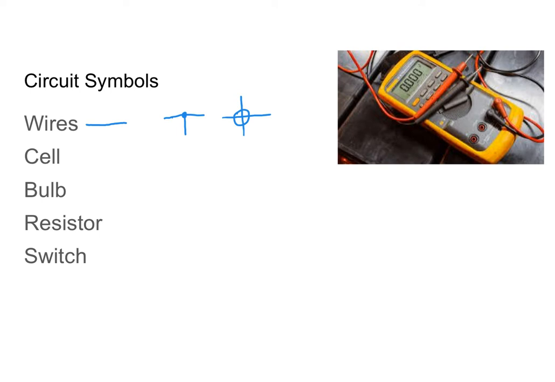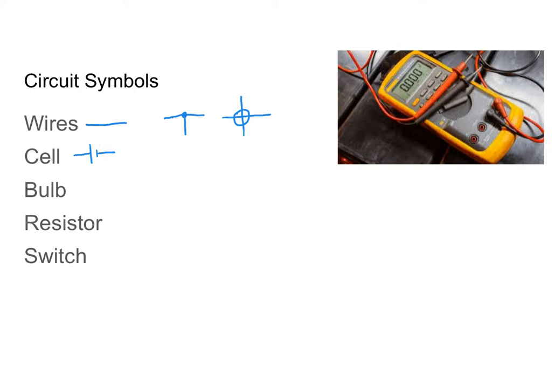Next, we have the cell, and your basic cell is represented like so, with one long line and one short line parallel to one another. The long line is going to represent our positive terminal, and the short line is going to represent our negative terminal.